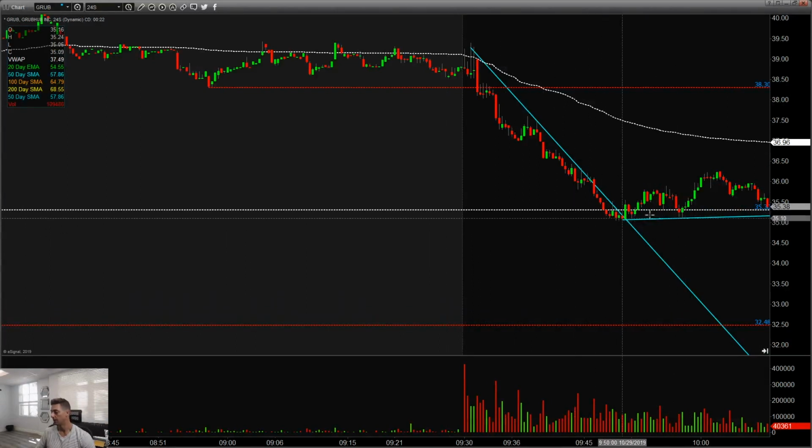Okay, so now we've got a little bit of ascending support in the form of a speed line, and that's going to tell us that once that trend breaks, that is going to be a point to where we would want to look to potentially re-add back to the trade and look for a continuation to the downside.